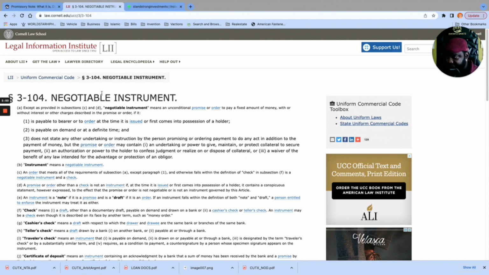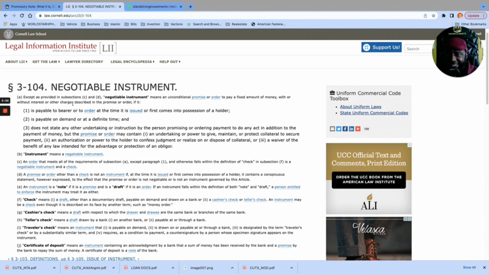Now we're at the UCC. This is 3-104 negotiable instruments, Uniform Commercial Code, which has also been adopted by each state. So I strongly suggest you find your state statutes and codes that correspond with these UCC statutes. All right, except as provided in subsection C and D. C, which is an order, that means that D is a promise and order.